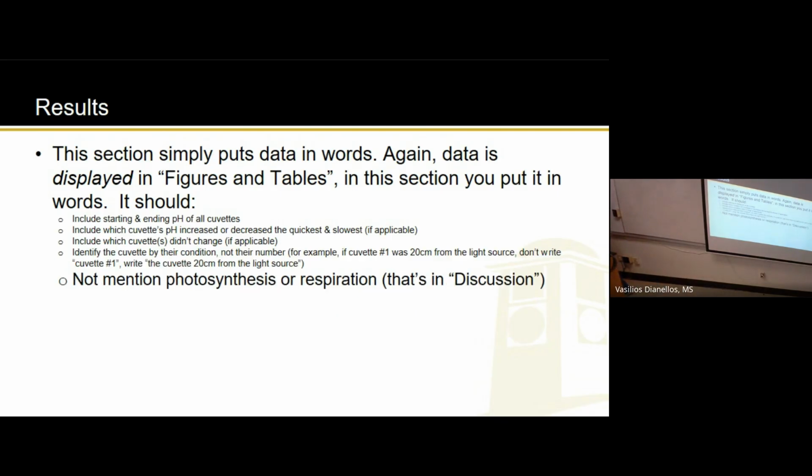Again, you're only putting into words what's in the table, and that is only a change in pH. Therefore, you should never mention photosynthesis or respiration. You're not explaining what the data means yet. You're just giving the data. Here's what the data is. And then later, you'll use the words photosynthesis and/or respiration to explain what the data means.